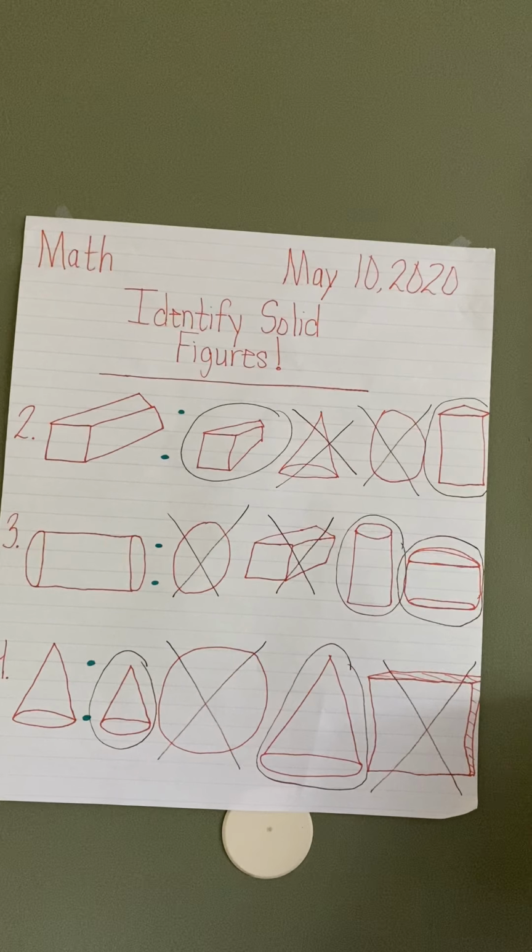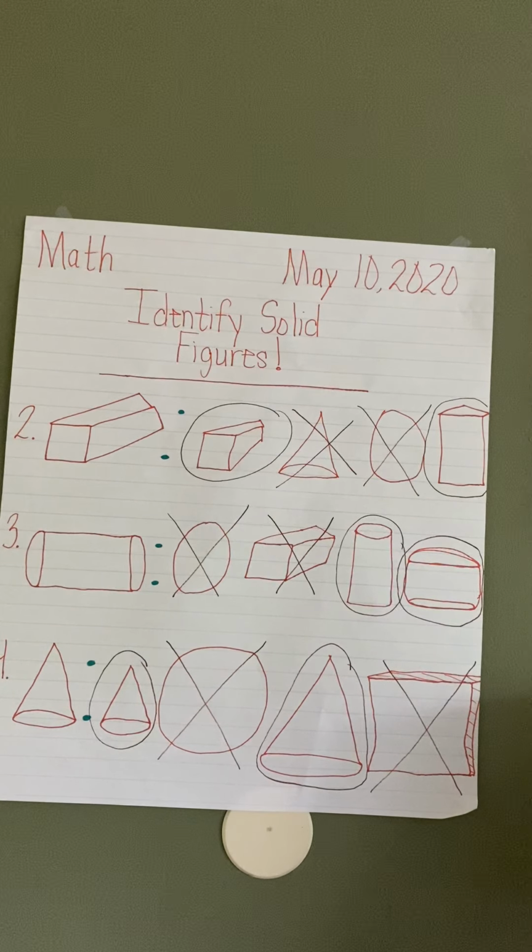And then there will be one that will be different. The one that is different, you're going to mark an X on it. After you do that, you're going to write the name of the objects which you have circled. So let's look at number one. As always, number one is always done for you.